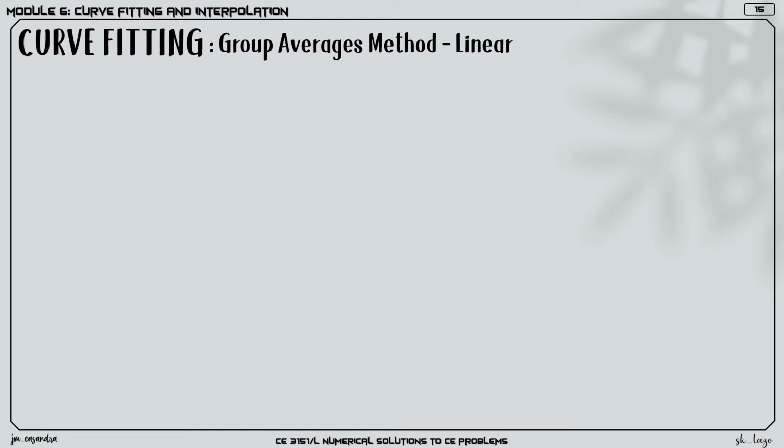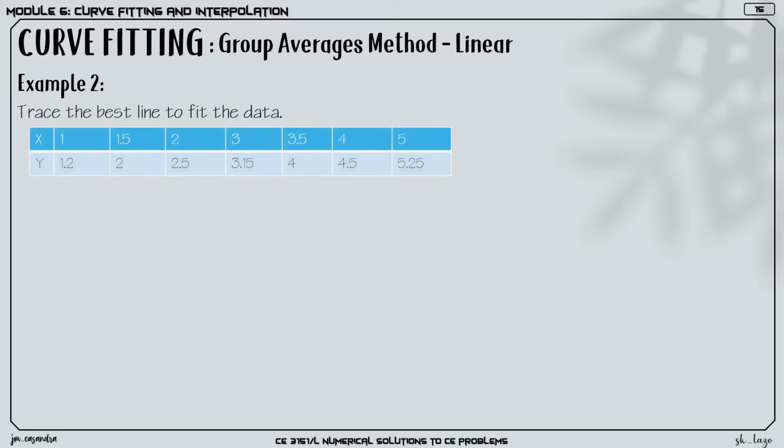So another example for linear equation by averages method. So we determine the best line that would fit the following data. So in here, we are given variables x and y with 1, 2, 3, 4, 5, 6, 7 coordinates. So we divide this into 2 groups, and our grouping will be 4 by 3.